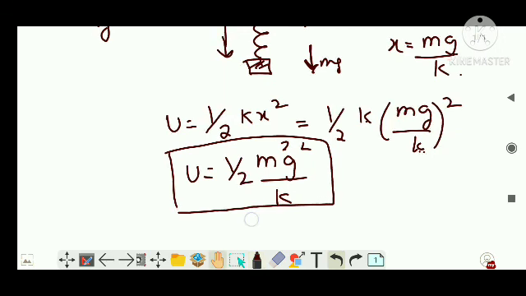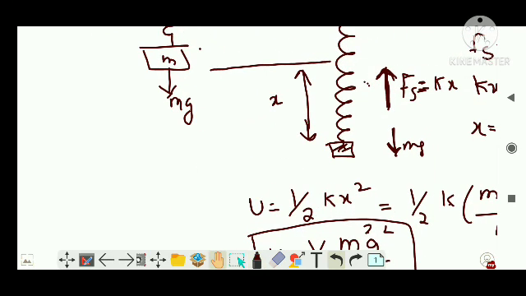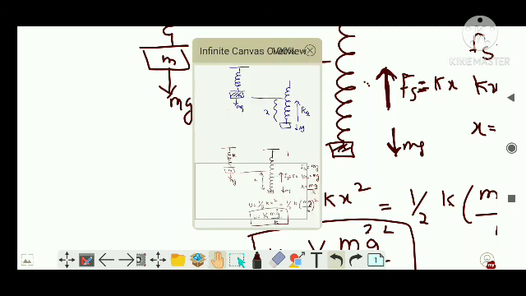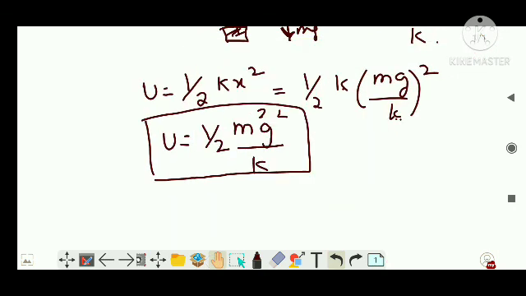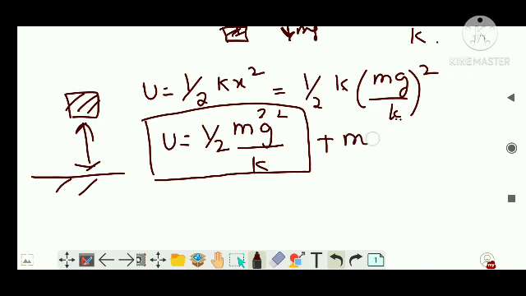Now sometimes in the same scenario, the position of the mass with respect to the ground is given. Clear? I hope this much is clear. If at all you are given the position of the stretched block at a distance h from the ground, then the gravitational potential energy mgh has to be also included here. So the total answer will become like this. Clear?